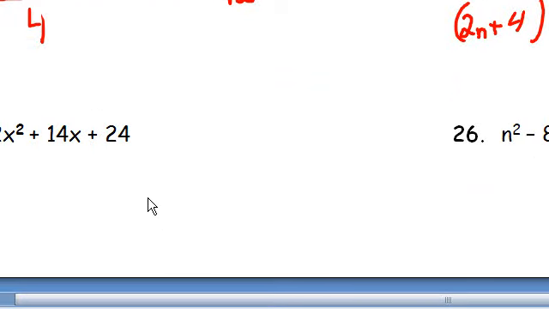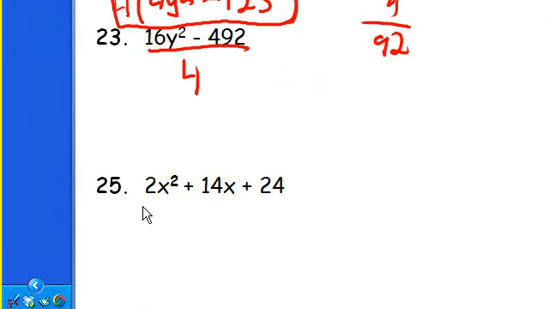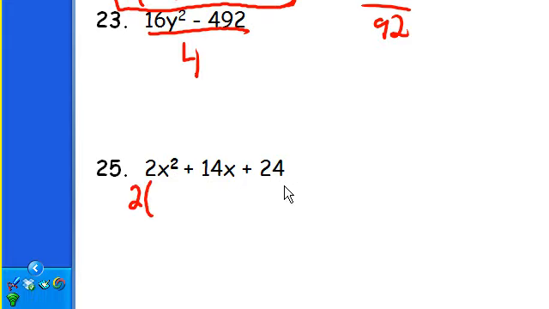Okay, and now let's look at number 25. Looks like before we even start, we can actually factor out a 2. So let's factor out a 2 from all three of these terms.